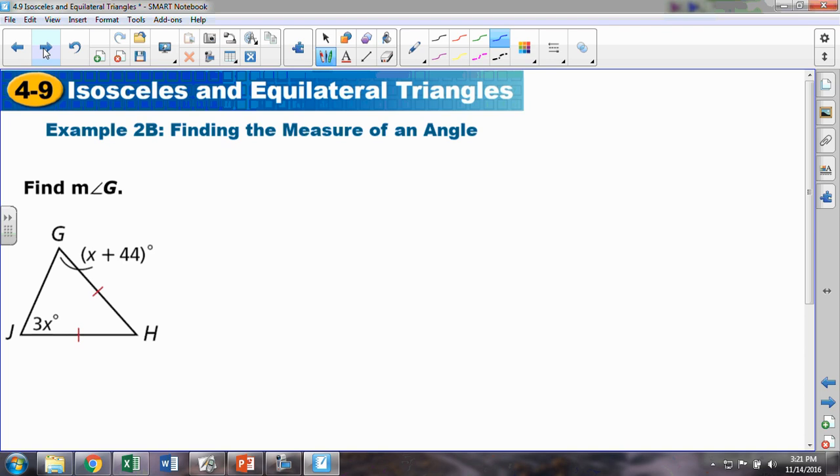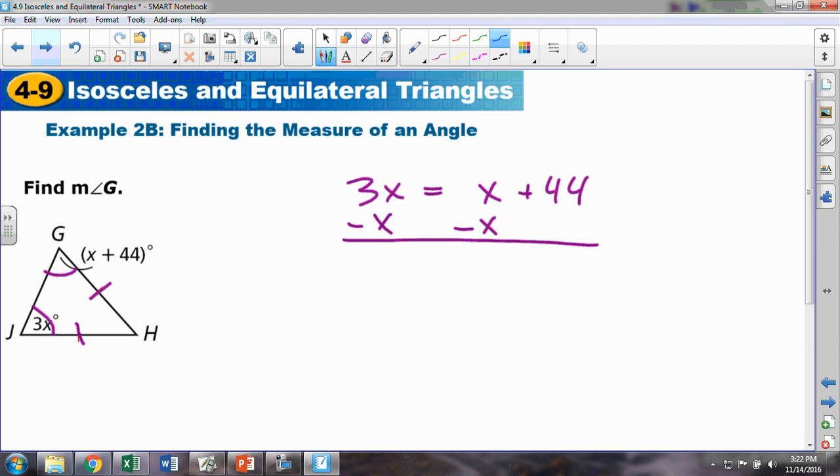When you look at this problem, you are supposed to recognize the tick marks. 2 tick marks tells us we have an isosceles triangle. That tells us then that the base angles are congruent. Since the base angles are congruent, that lets us create an equation saying 3x is the same as x plus 44. That's where the geometry comes into play. Recognizing the relationship, creating the equation.